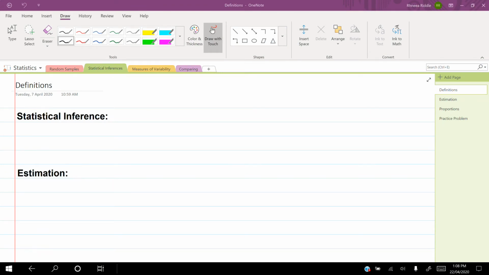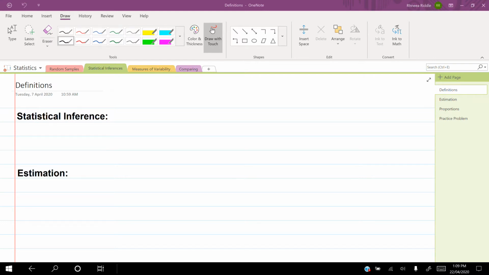So today we're going to learn a little bit about something called statistical inferences. To start off, we're going to learn about the definitions of statistical inference and estimation. Statistical inference is where you look at a set of data to make assumptions of the general population.